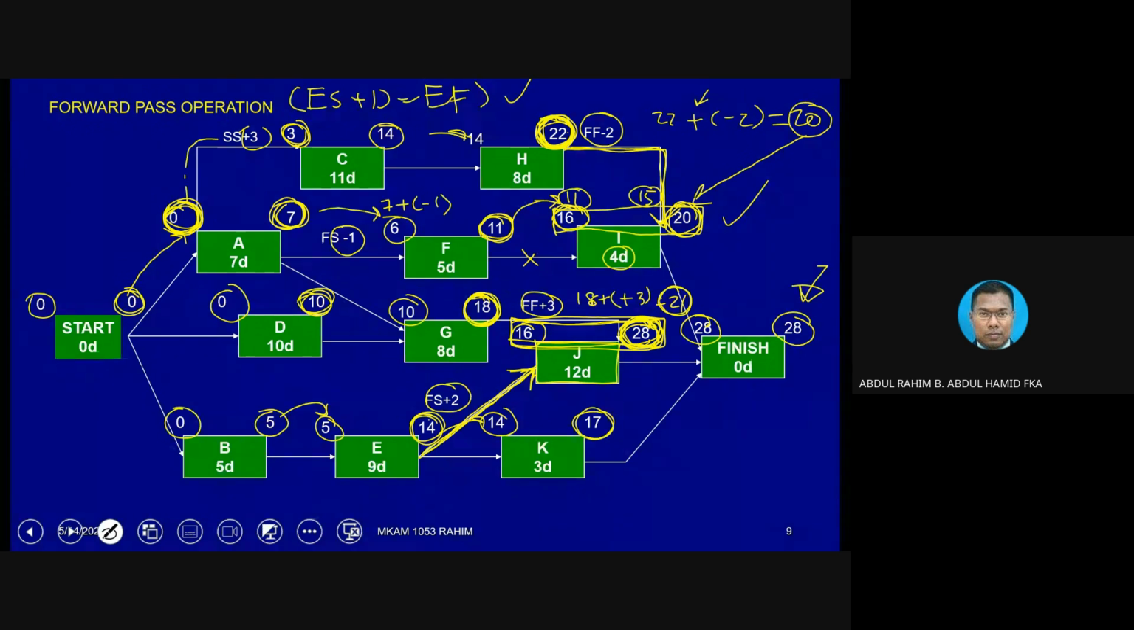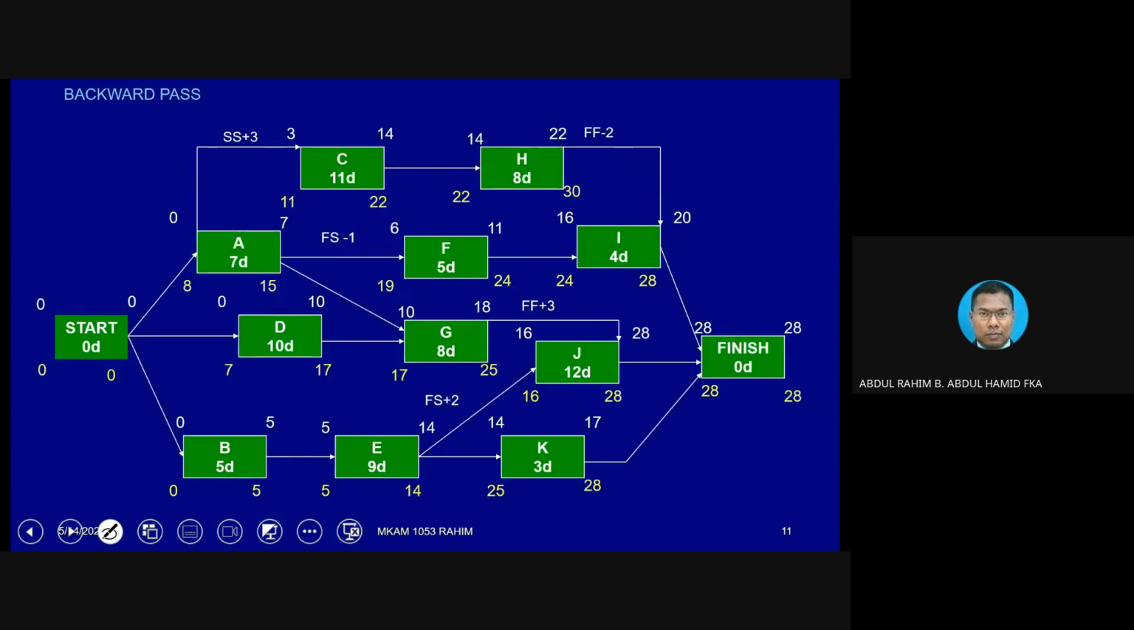After we complete the forward pass, then we can do the backward pass. We copy 28 into this late finish. Then within the box for finish, 28 minus 0 is equivalent to 28. And this 28 we are going to transfer here using the same back arrow, 28, 28, and 28. That is how we transfer the value based on whatever the previous relationship is, because it is finish to start.